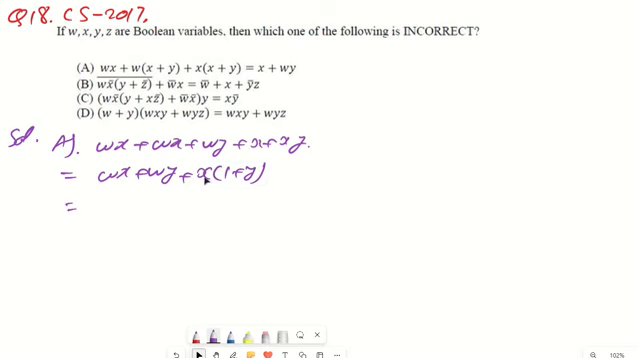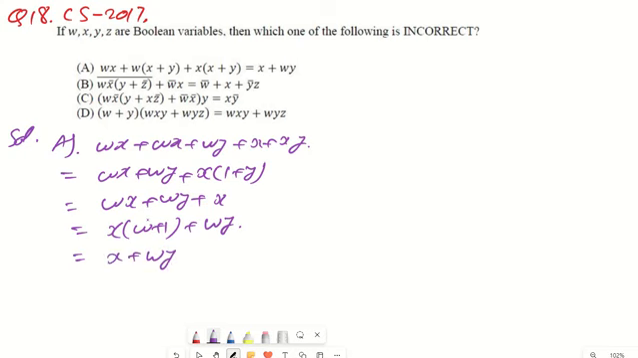Now from there I can take x common, so I am going to get wx plus wy plus x. From here I can take x common again, so I am going to get x into w plus 1 plus wy. So this is how you are going to get x plus wy. You can see this is matching with the right side, so this is not wrong. Let us take b.